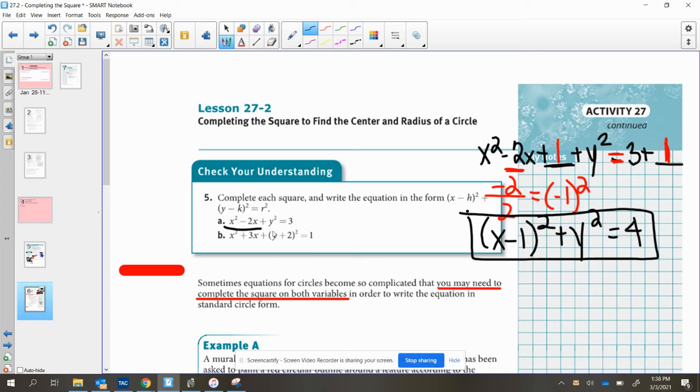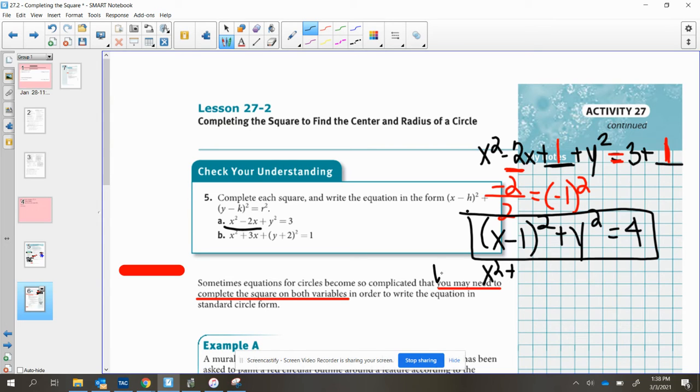For part B, again, we only have to complete the square on the x's so far because the y is already in the format that we want for our standard form of the equation. Okay, so that's good news that we have that already taken care of.